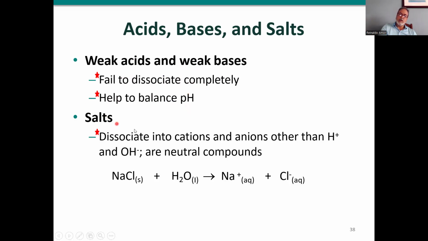A salt dissociates into cations and anions when put in water. So salts, like sodium chloride in water, dissociate into sodium and chloride. Okay, so they form neutral compounds.